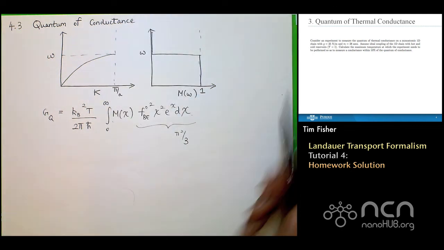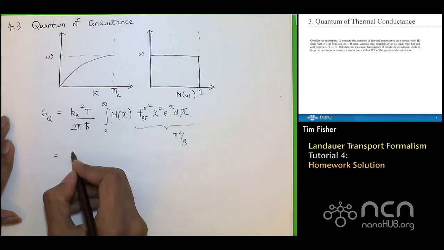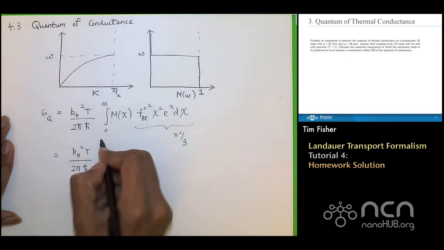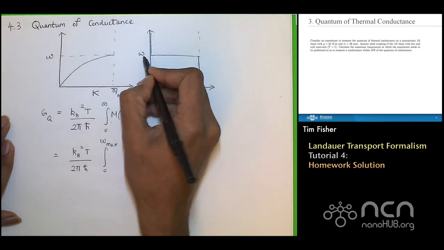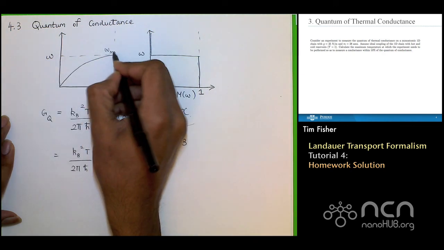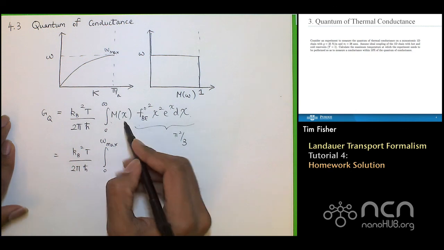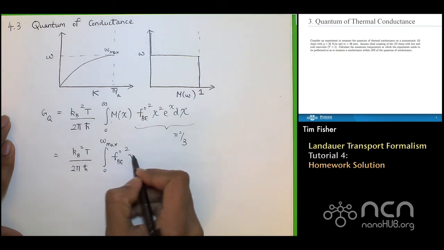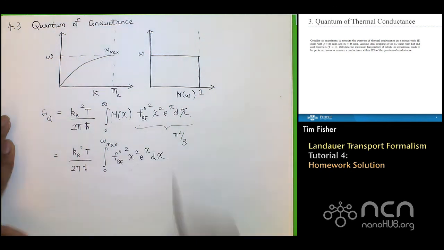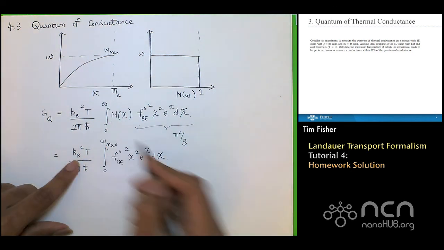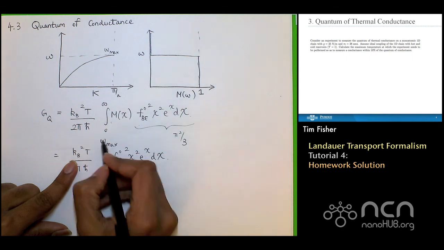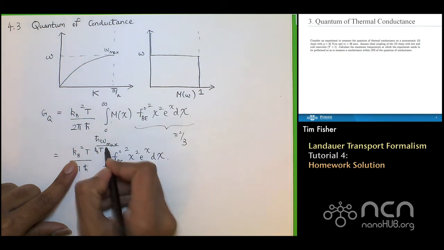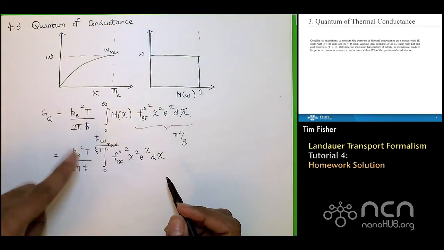So correspondingly, in this integral, the upper limit is only going to be till omega max, where omega max is the maximum frequency here, and until omega max, the number of modes is going to be 1. So this is going to be the integral of chi squared e to the power chi over (e^chi minus 1) squared d chi. It's not omega max exactly, since we are talking about the normalized frequency. I'm sorry, this should be h bar omega max by k_B T and not omega max as such.